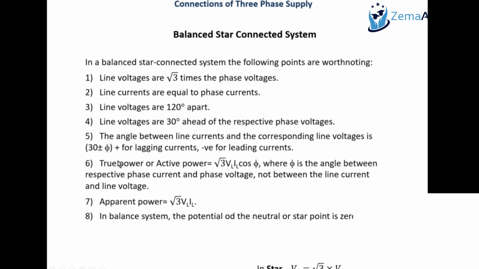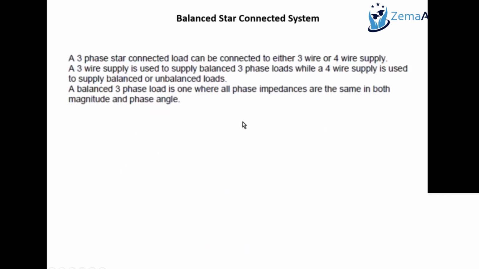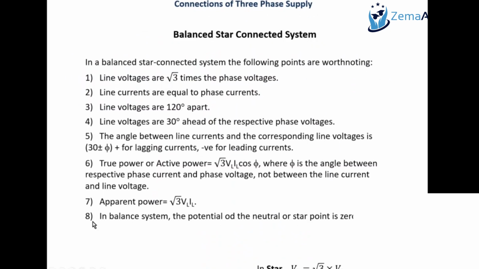I will talk about the power representation in star and delta later on, because this is the summary of the balanced star connection system. So I would leave this point at the moment because we still have to practice the 3 line voltages and 3 phase voltages with an example question. So these 3 points, the true power, apparent power, reactive power, will be discussed later on within this video lecture.